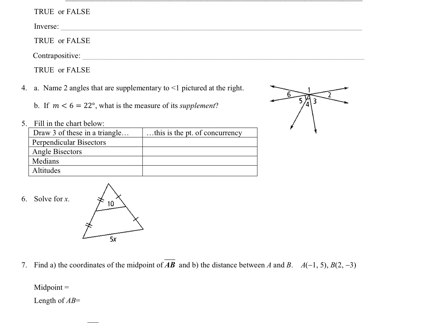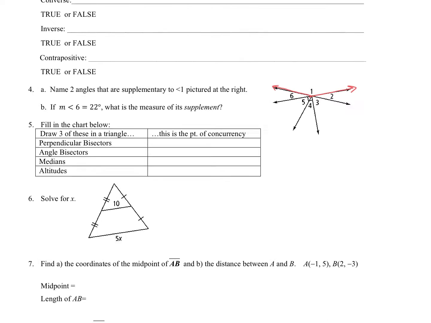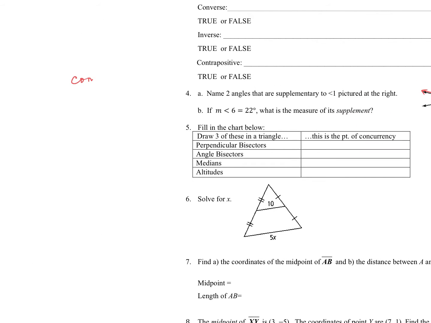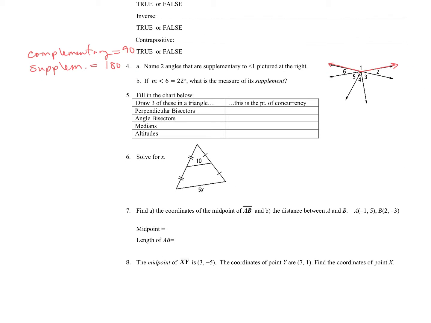Okay, number 4, it says name 2 angles that are supplementary to angle 1, pictured at the right. So here's angle 1. What does it mean to be supplementary? Add up to 180. If I were you, on your note card, I would write this. Complementary 90, supplementary 180, because those get mixed up a lot, and it's silly to mix those up when you could just write them on your sheet, right? So 2 angles that are supplementary to angle 1.